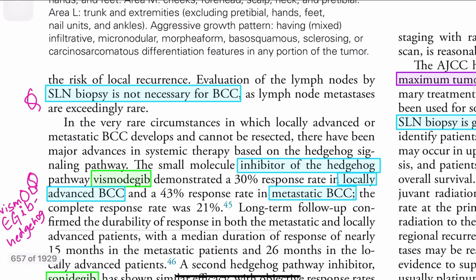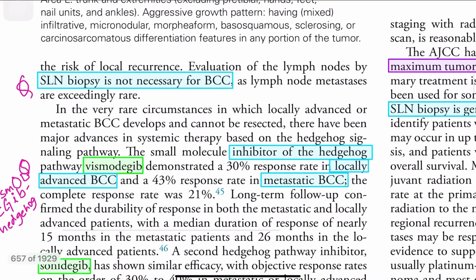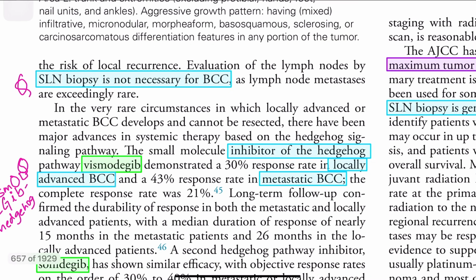So sentinel lymph node biopsy is not necessary for BCC. Sentinel lymph node biopsy is important in melanoma and squamous cell carcinoma. Okay. But not necessary in basal cell carcinoma. Okay.